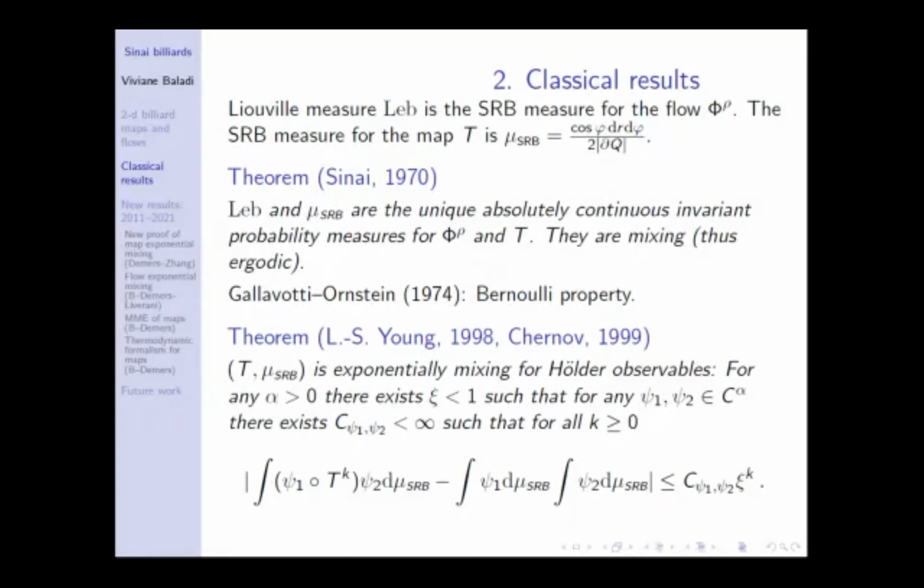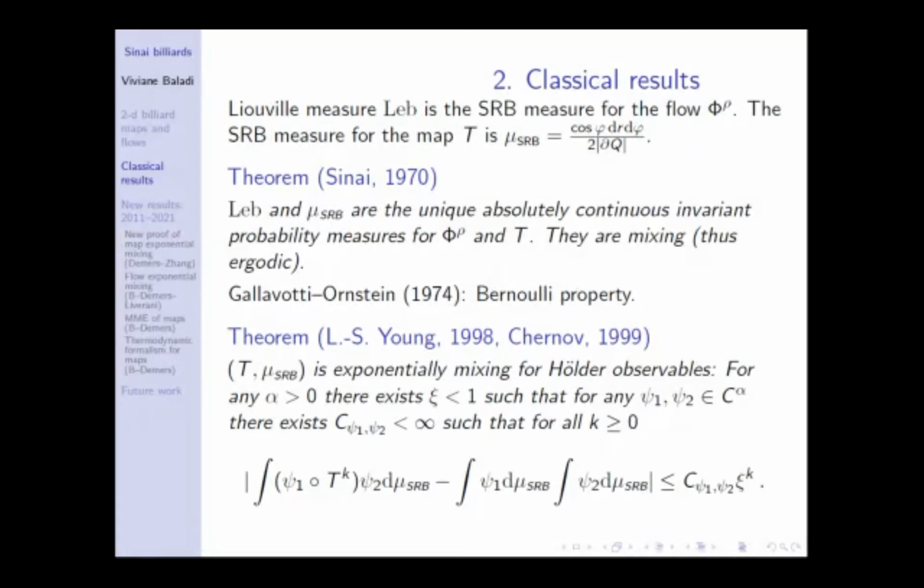And what did these people show? They showed that we have exponential mixing. The precise statement is in the last line. If you take two Hölder observables, so the test functions need to have some modulus of continuity. If you take just L2 observables, you don't get any rate of mixing. But if you fix the Hölder modulus of continuity, then you will get some rate of mixing, which is exponential.